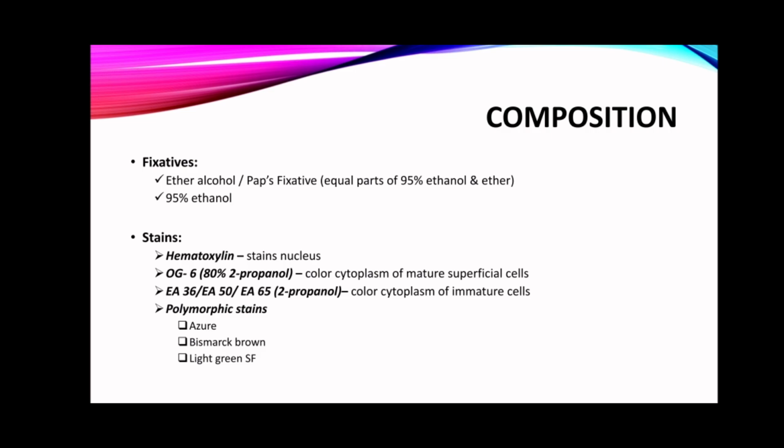But before we proceed, I have another information. Eosin Azure is the counterstain used to stain body fluids. So that's EA65 or Eosin Azure 65. If ever orange green 6 is not found or is not available, the alternative counterstain used may be 80% propanol. While for Eosin Azure, the alternative solution that we can use is 2-propanol.